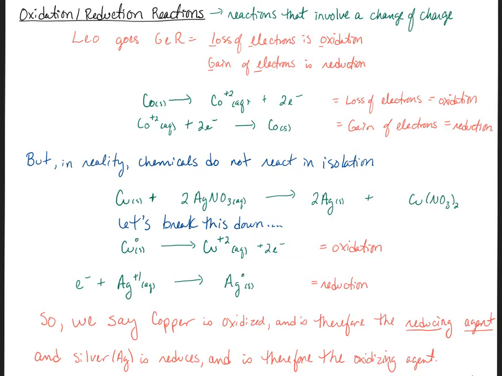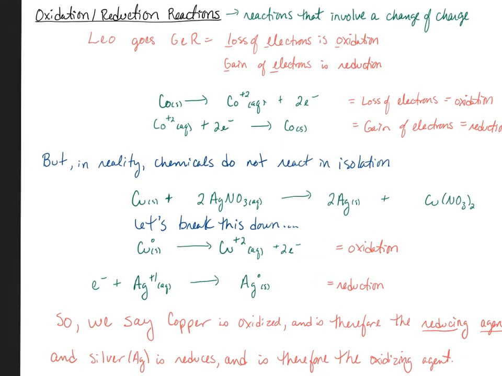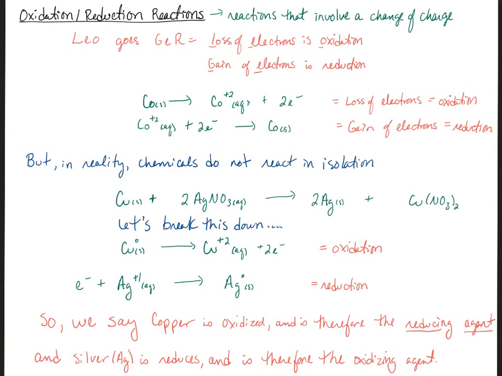Oxidation reduction reactions involve a change of charge. And what I mean by this is that one metal may begin with a charge of 0 and end up with a +2 charge. And another metal may start with a +2 charge and end up with a 0 charge. That's what I mean by changing the charge from the reactant side to the product side. Now this stuff can get a little bit confusing, so let's go through this step by step.